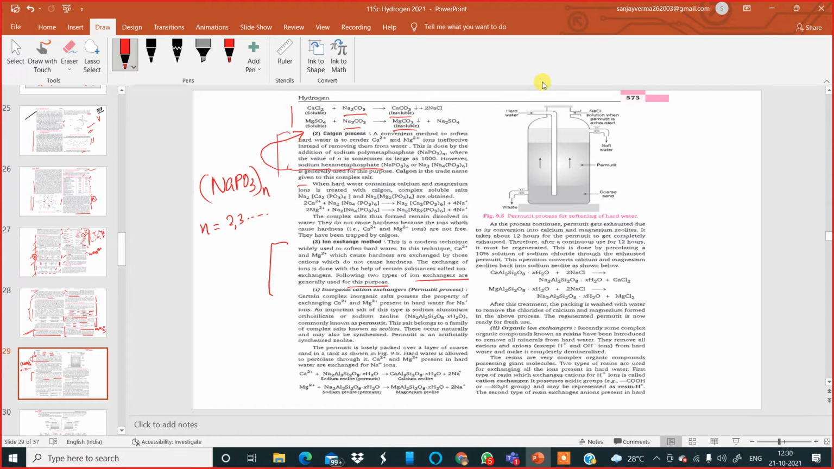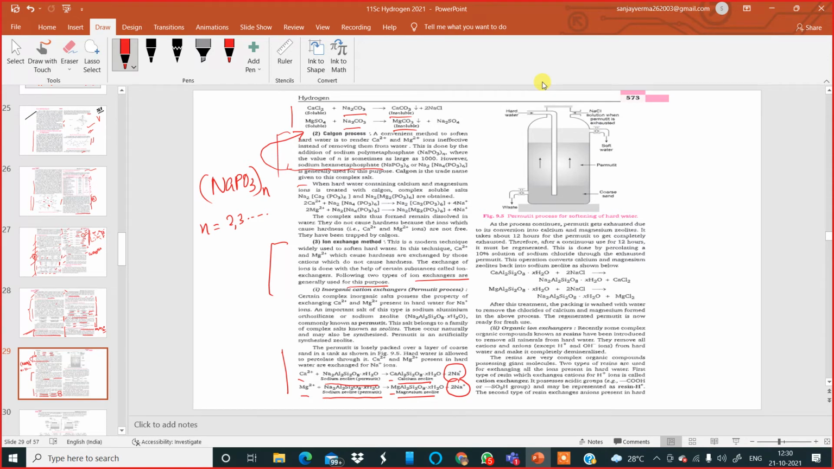Okay, the reactions you can see over here. The calcium and the magnesium react with sodium zeolite, permutit. This permutit combines to make calcium zeolite and magnesium zeolite, and sodium ions, the soluble ions, are produced. Whereas the calcium and magnesium are trapped by the zeolite. That is how we remove the hardness by the ion exchange method.